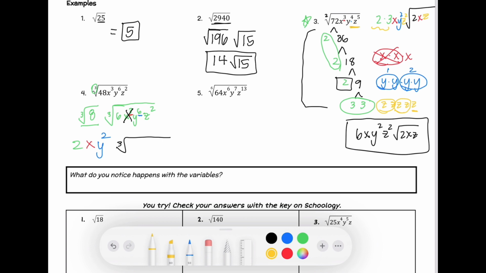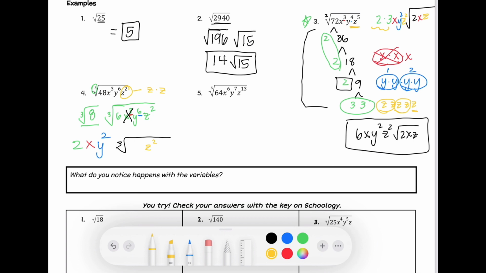So z, we have only two z's, and we can't divide 3 into 2 at all. So what that means is that z squared is just going to have to stay on the inside. If you want to think about this as writing it out, we only have two z's, so we have no group of 3, so they just all have to stay inside.